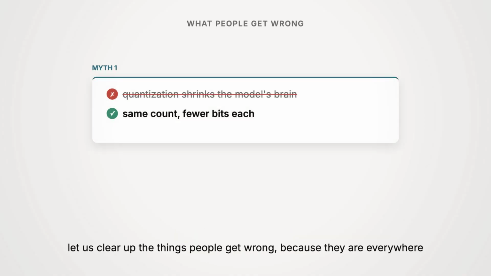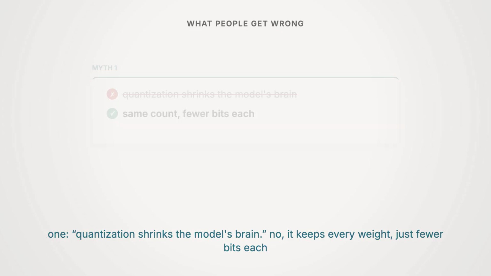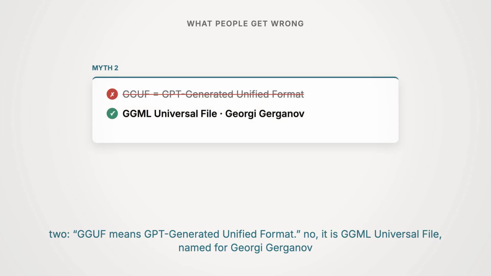Let us clear up the things people get wrong because they are everywhere. 1. Quantization shrinks the model's brain. No, it keeps every single weight, it just stores each one in fewer bits. Same count, lower precision. 2. GGUF means GPT-Generated Unified Format. No. It is GGML Universal File named for Georgi Gerganov, nothing to do with GPT.